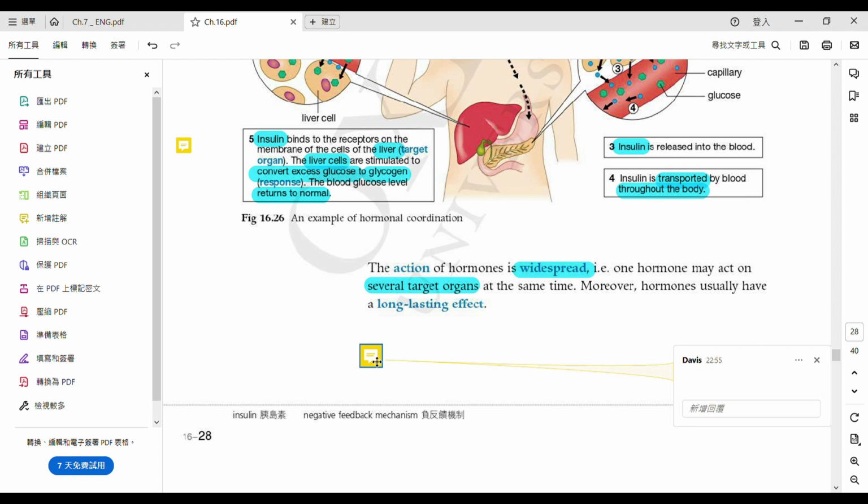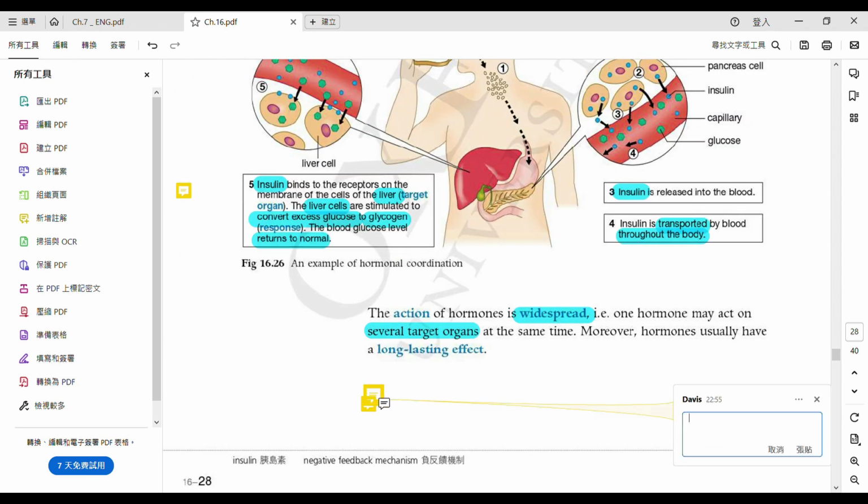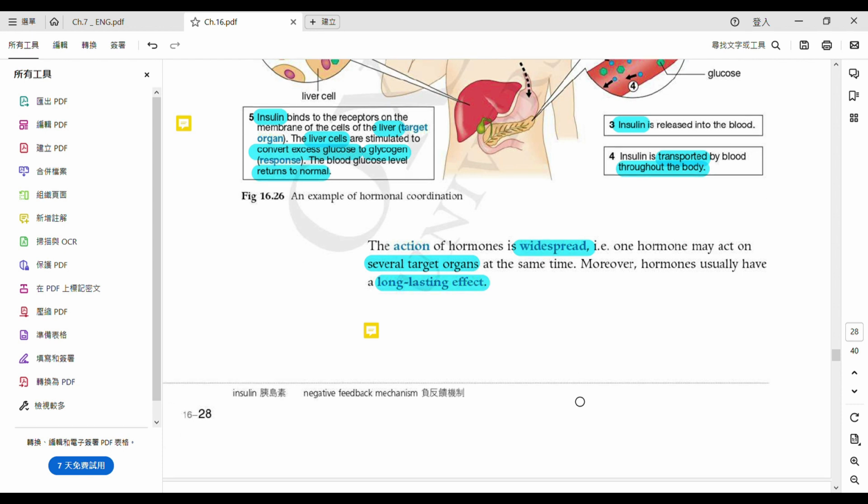For example, your growth hormones. Okay, for example, like growth hormone. So of course, your growth hormone doesn't only affect one organ. 佢唔會淨係影響一個器官㗎嘛。It is going to affect all your body, the whole body. Alright? 而且啦, at the same time, 除咗 widespread 之外啦, affecting more than one organ 之外啦, it is also long-lasting, 係長期嘅。Alright?